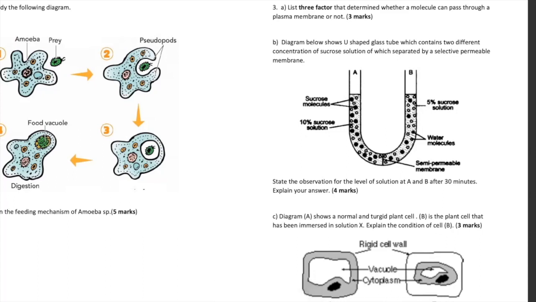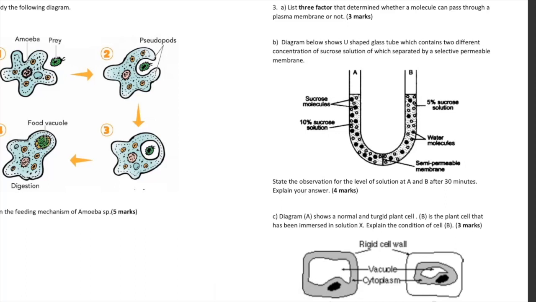Okay, so jawapan yang pertama, dia cakap observation kan. Apa yang awak boleh cakap adalah the level of A will be higher than the level of B. Sekali lagi cikgu ulang. The level of A will be higher than the level of B. Itu markah pertama.